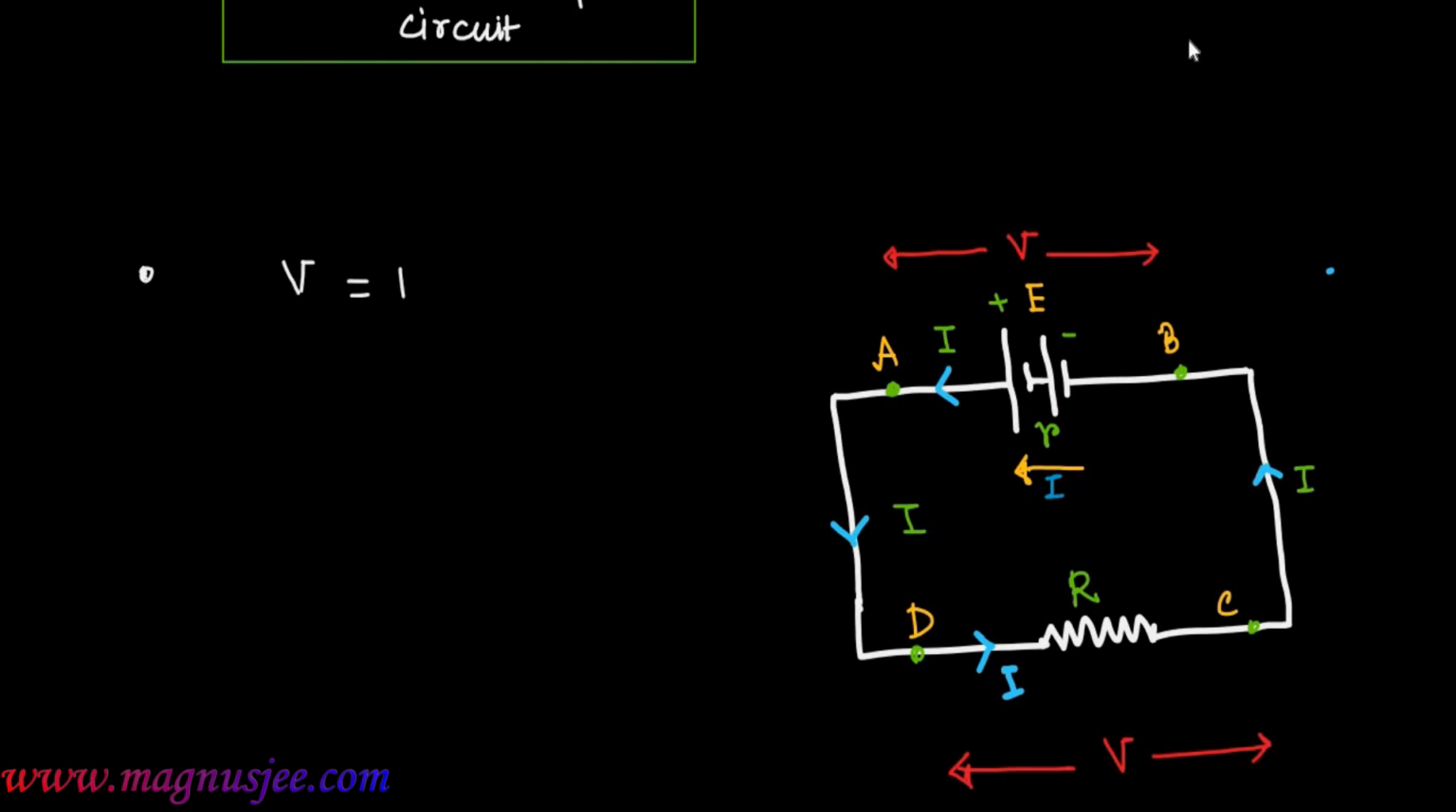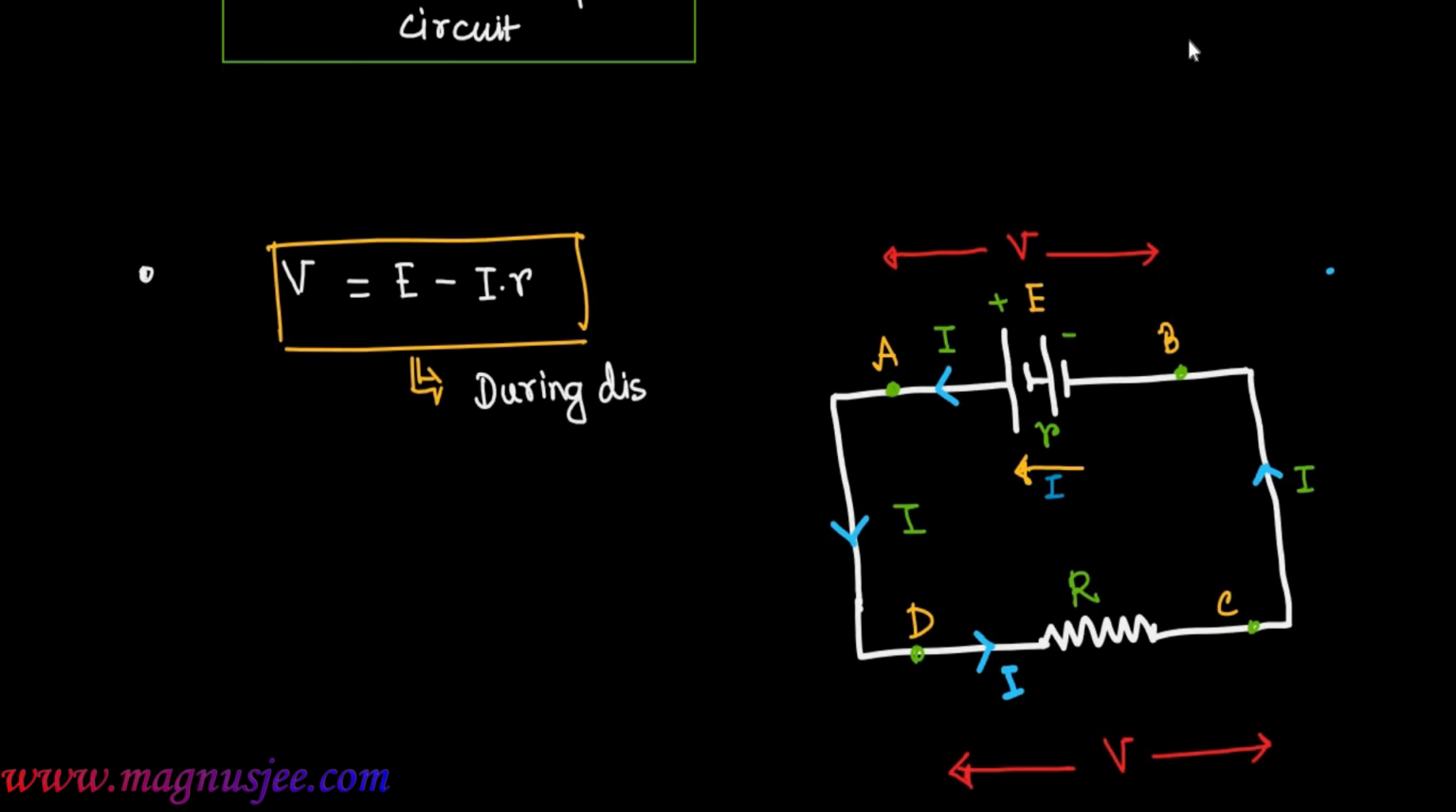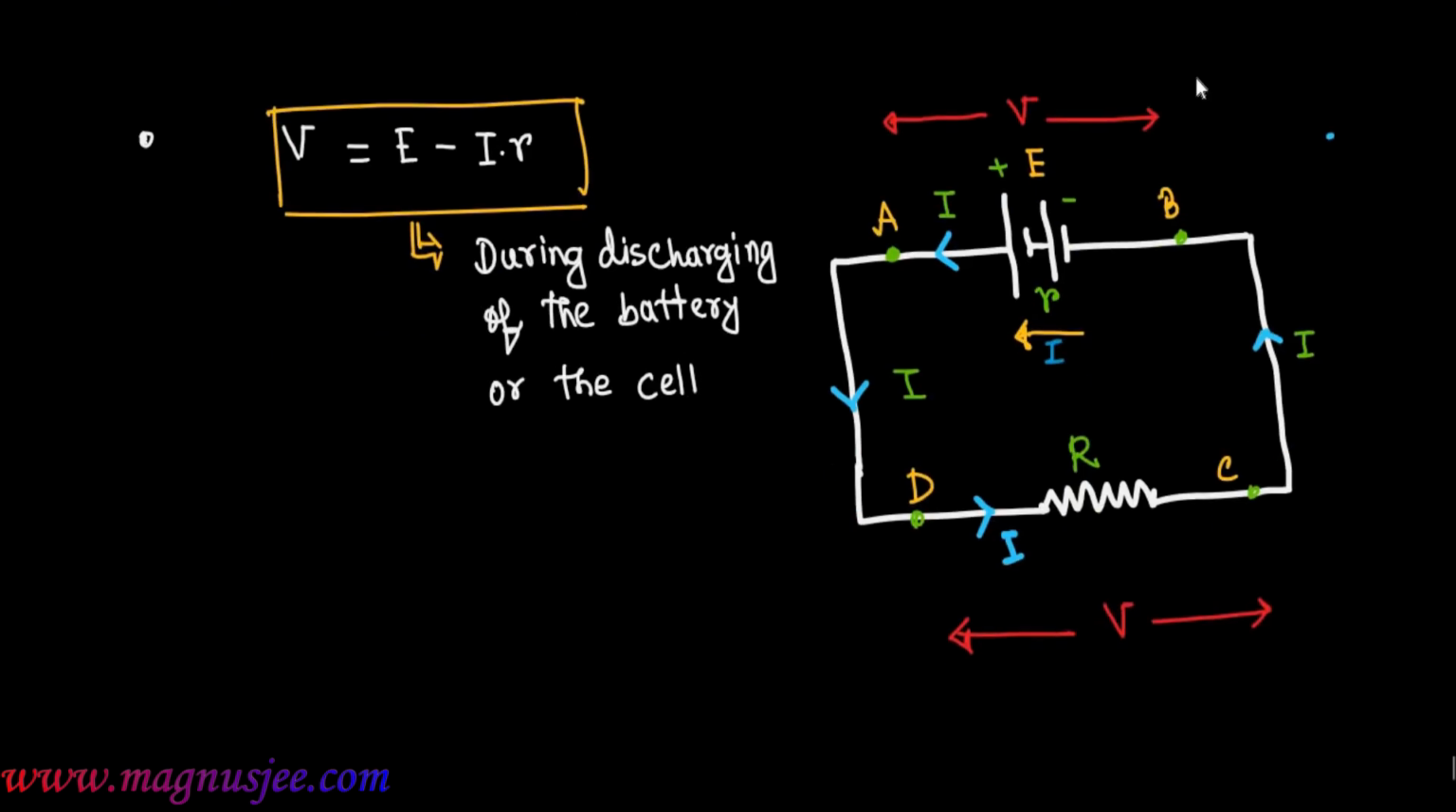Now we can write down the relation between terminal voltage and EMF. V equal E minus I dot r during discharging of the cell, because current is drawn from the battery to the external resistance. That's why during discharging of the battery or cell, terminal voltage V will be equal to EMF minus I dot r.